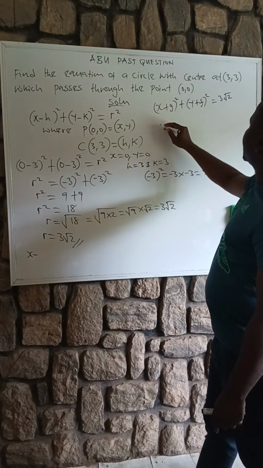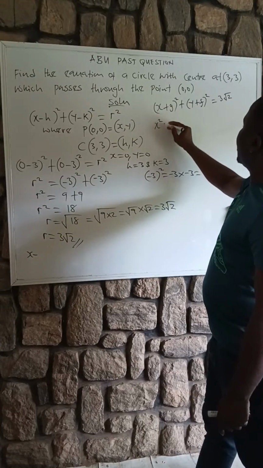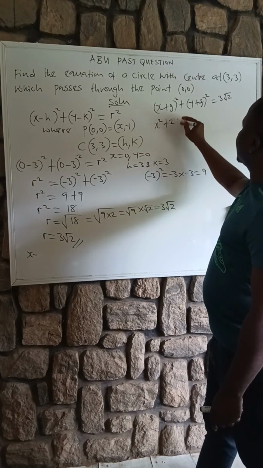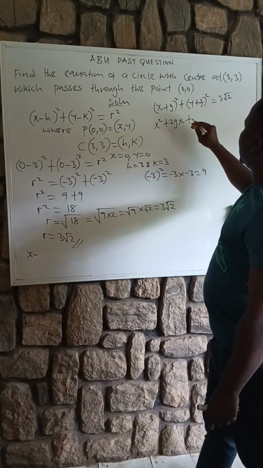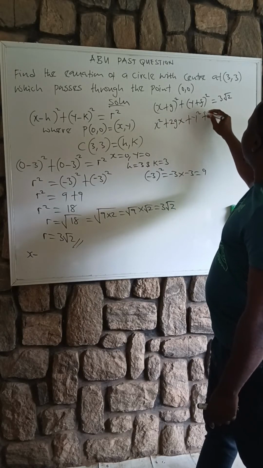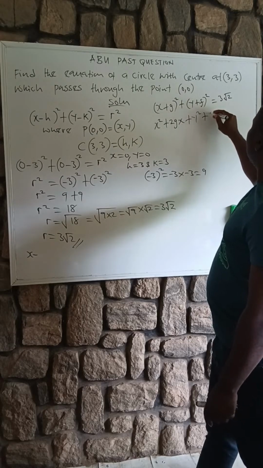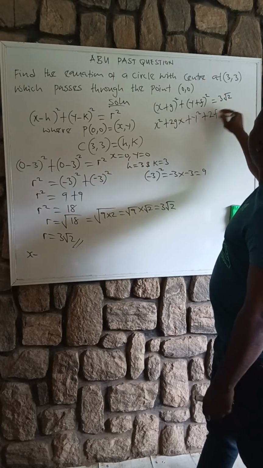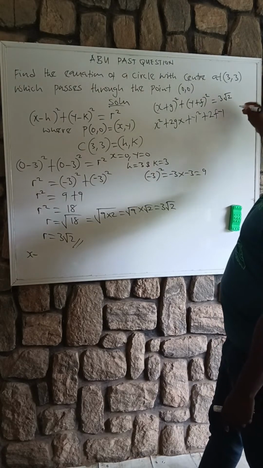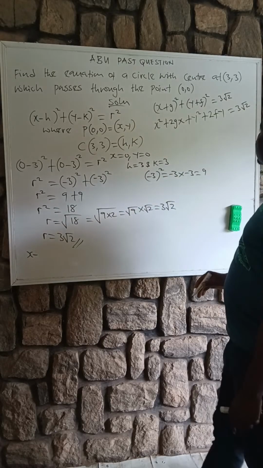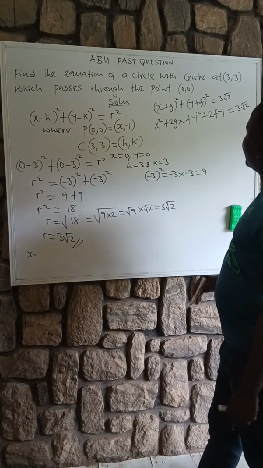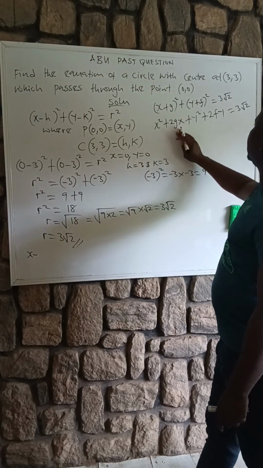So this will give us x squared plus 2gx plus y squared plus 2fy, which is equal to what? Am I right? Okay.